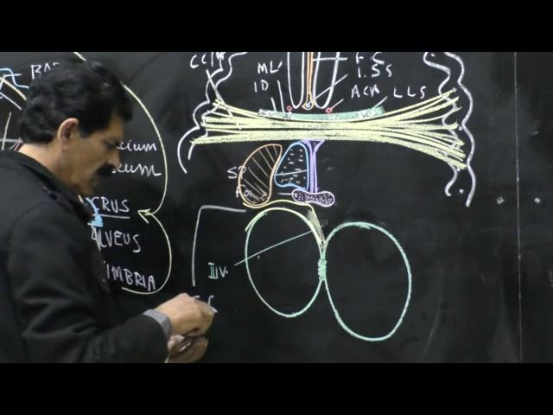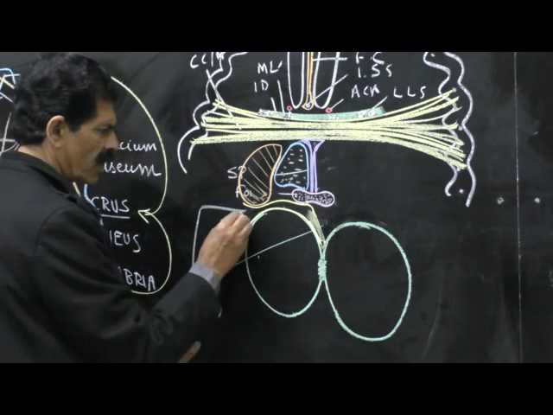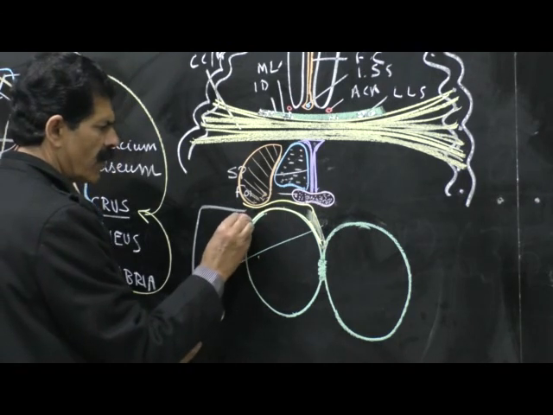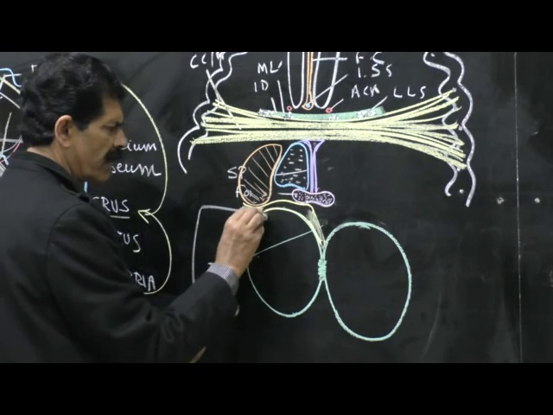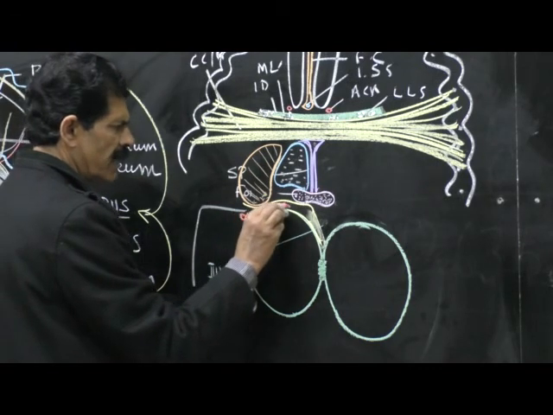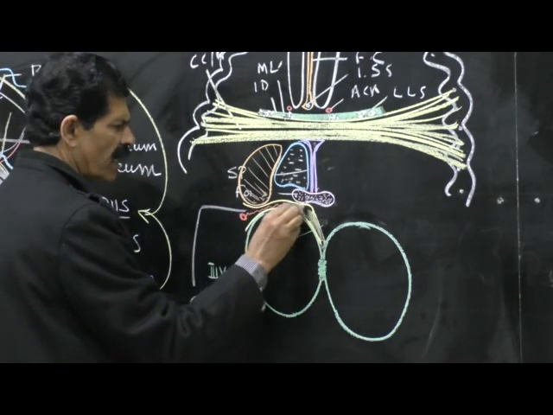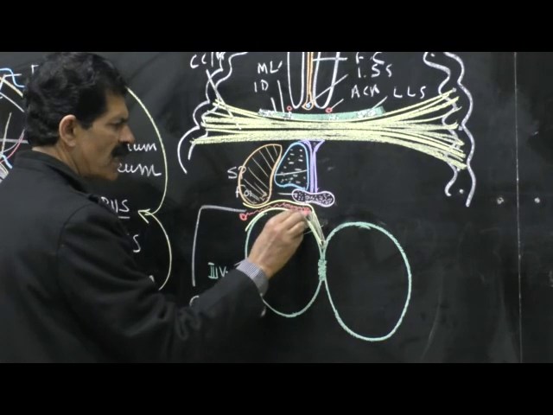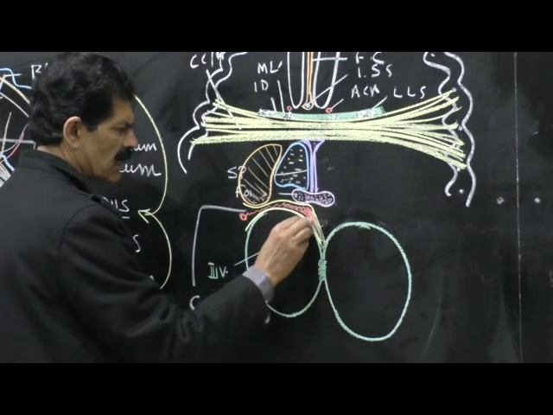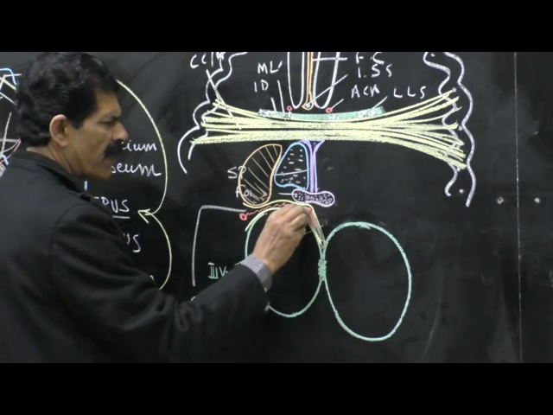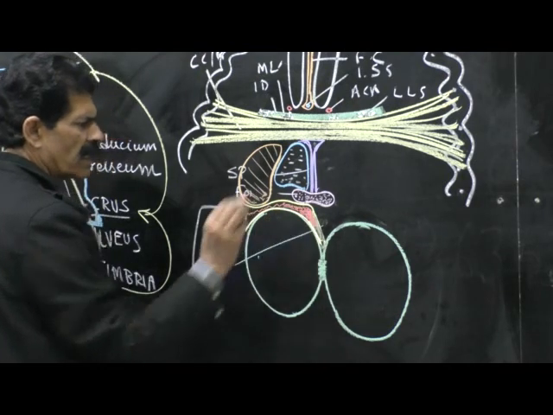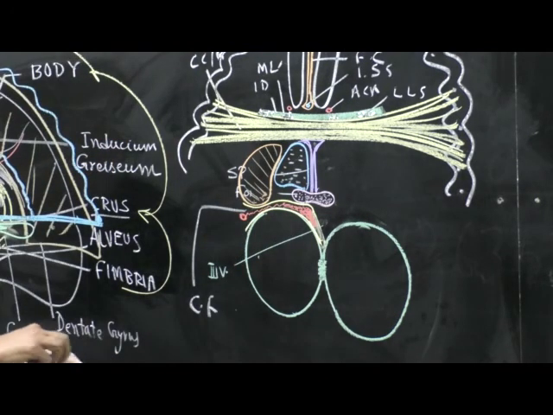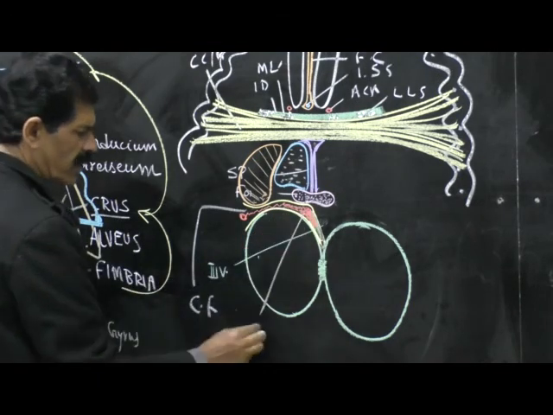And it is through this gap, the choroid fissure, that the anterior choroidal artery branches go inside, proliferate and divide into a bunch of capillaries. And this bunch of capillaries so formed is called the choroid plexus.